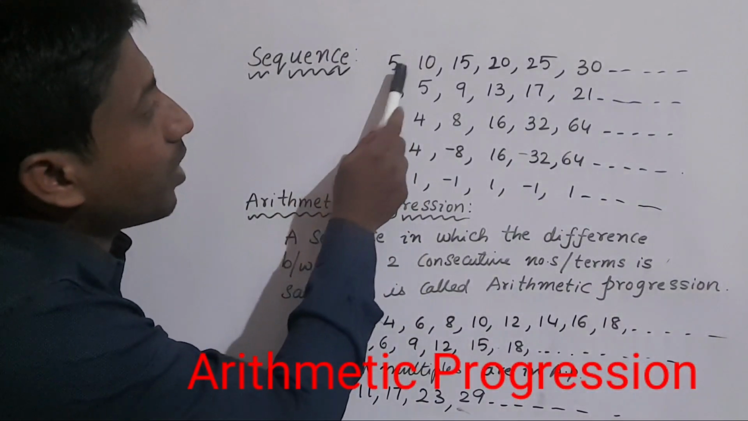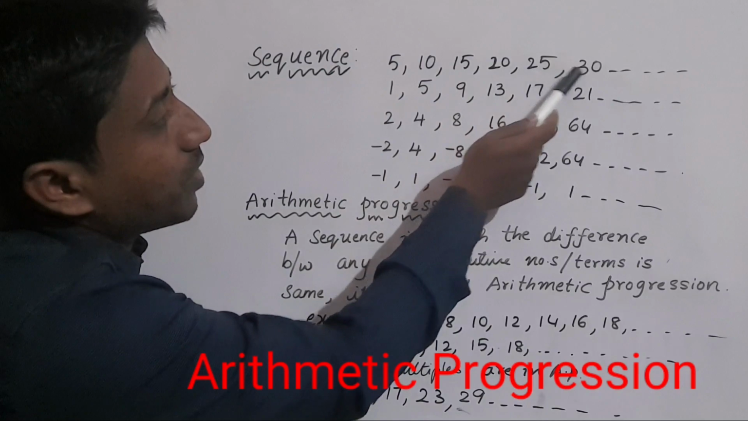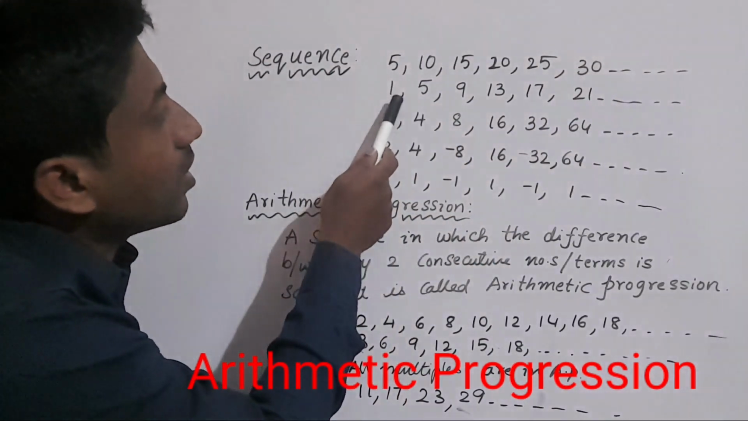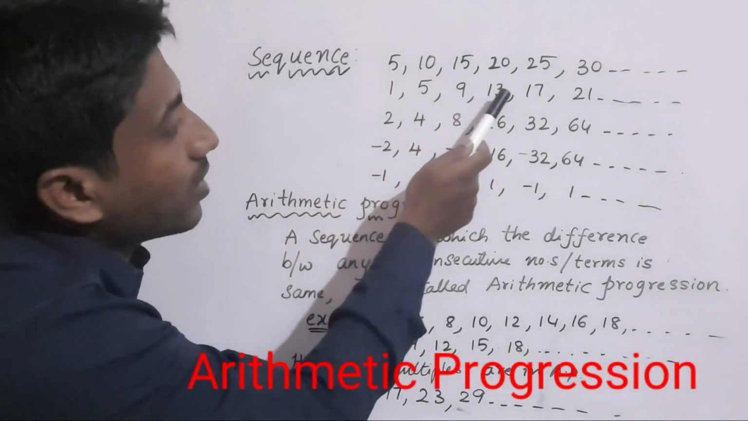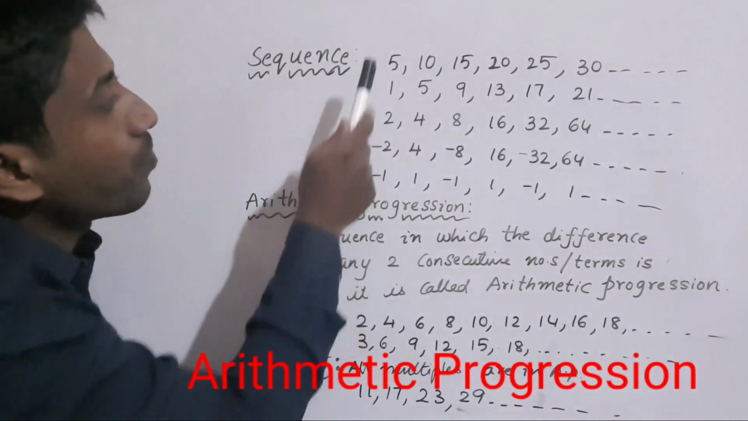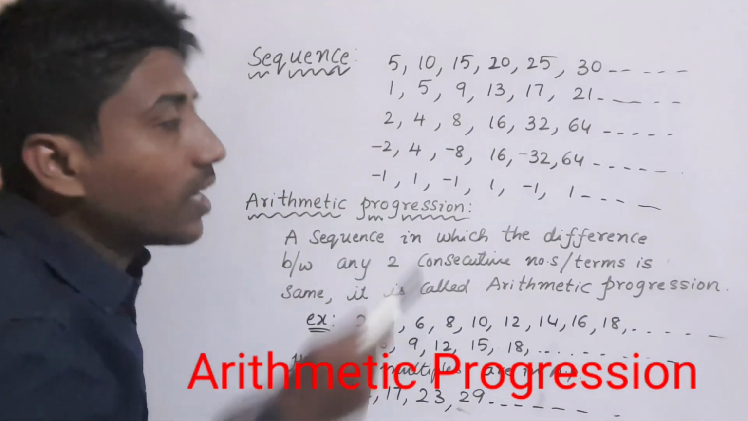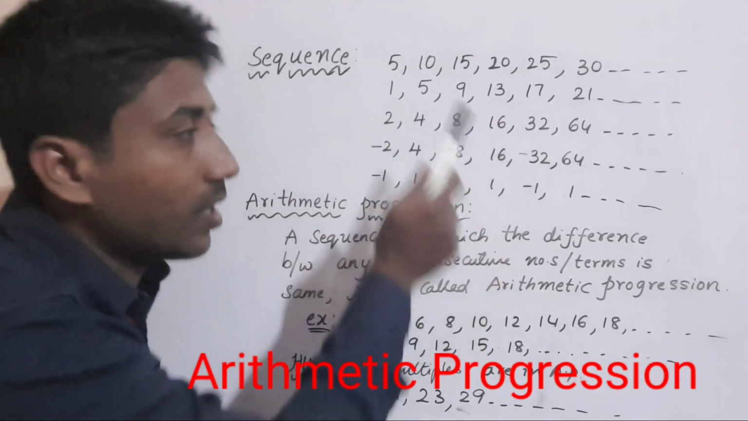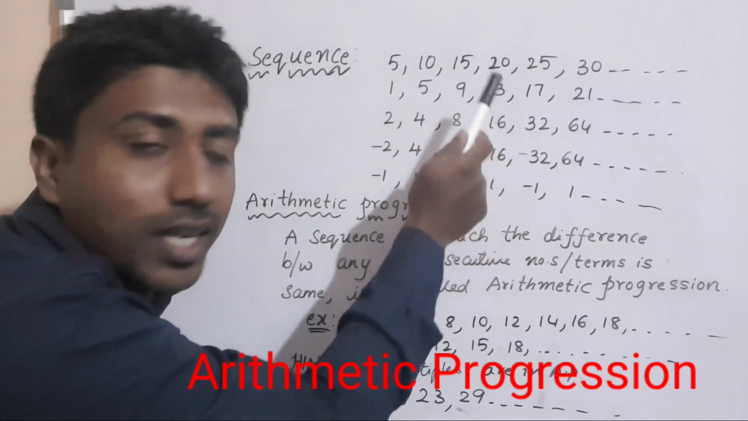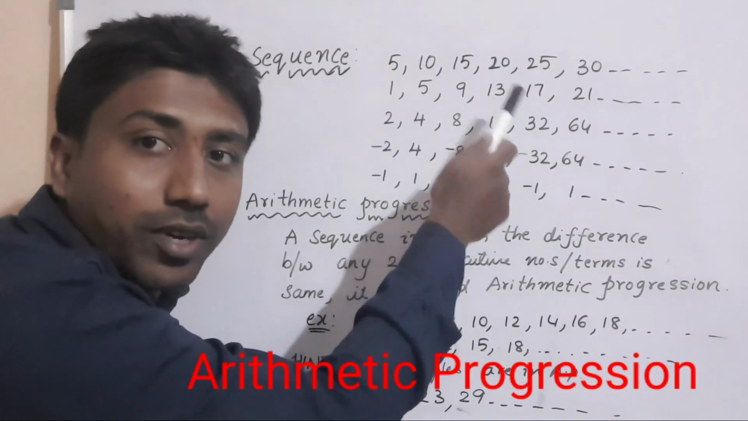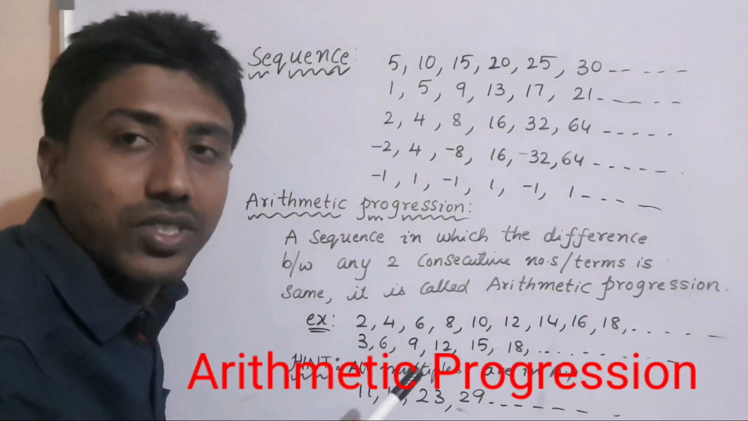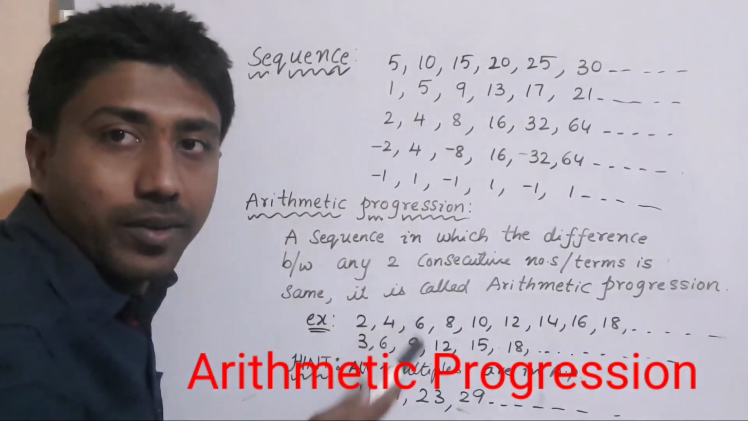For example, 5, 10, 15, 20, 25, 30, and so on. So this is a sequence. And here 1, 5, 9, 13, 17, 21, and so on. This is also a sequence. In the first sequence, each number is added with 5. 5 plus 5 is 10, 10 plus 5 is 15, 15 plus 5 is 20, 20 plus 5 is 25, 25 plus 5 is 30, and so on. So this is a sequence in which each number is added with 5.